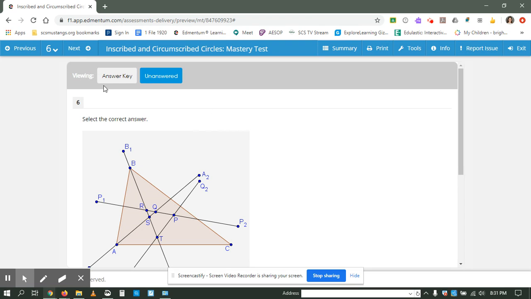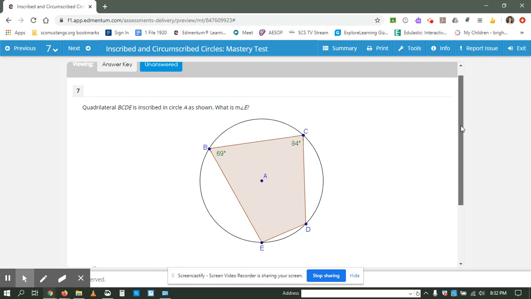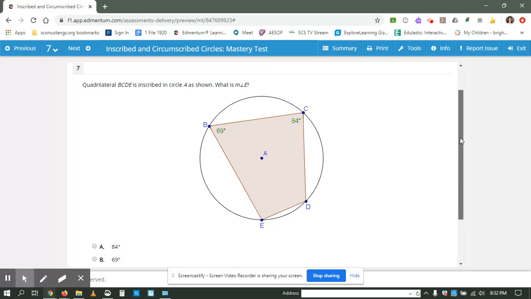Taking a look at 7. That's a good question. You guys should be able to do that one without any help from me.